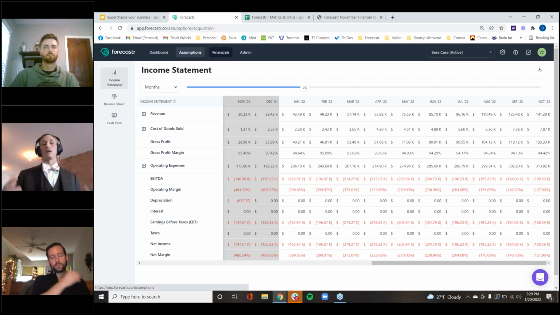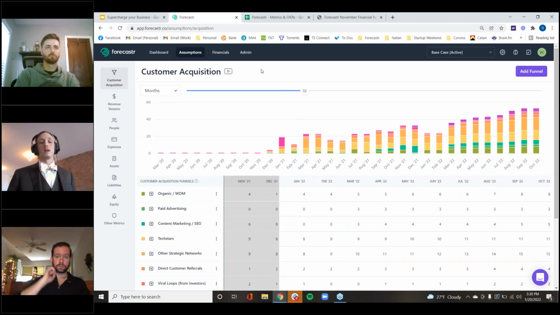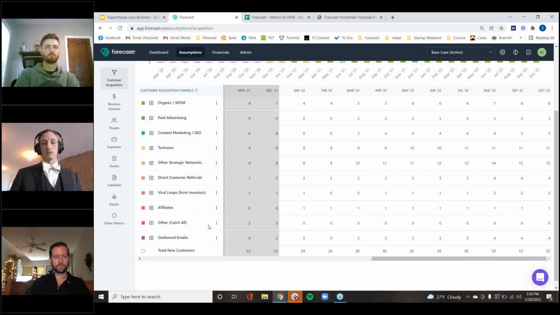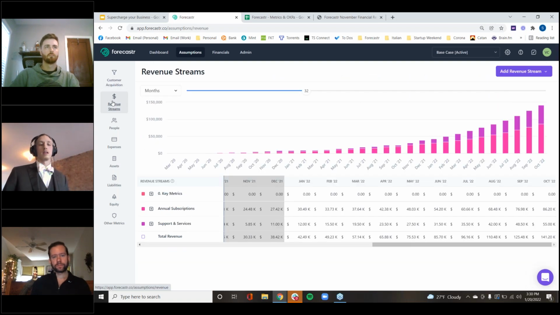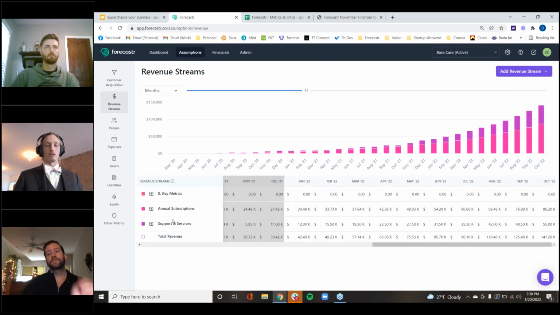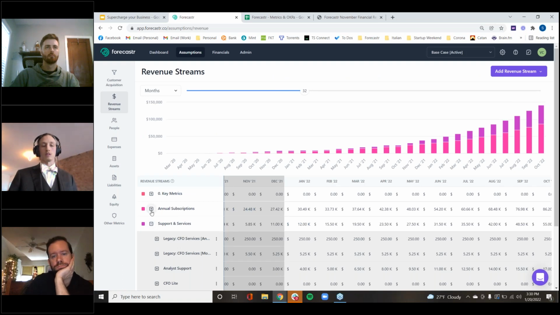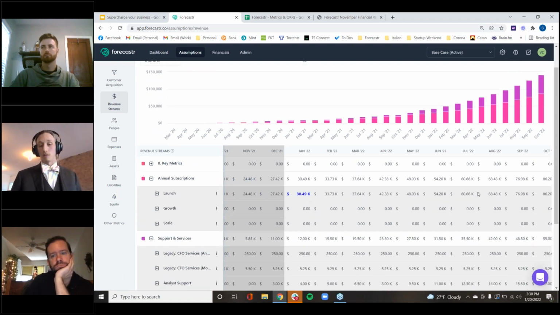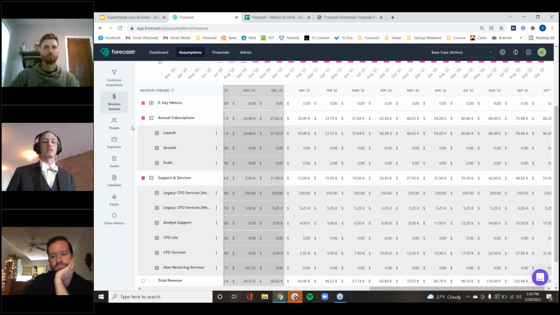This is where we're driving the model, and this is really the important piece, where you have things like customer acquisition. How are you acquiring customers, how many customers per channel, how many total customers are you going to acquire? What are you holding yourself accountable to on the customer acquisition side? How about on the revenue side? How are you generating revenue? We do support and services. We do annual subscriptions to our software. How much revenue is coming from that? How much are we going to make from services?